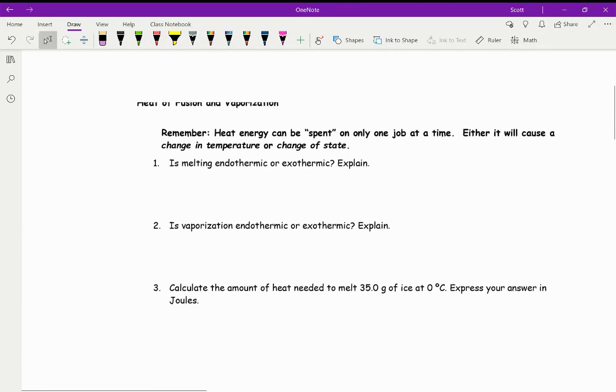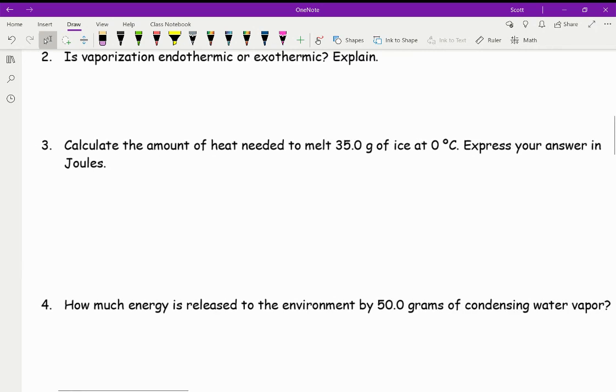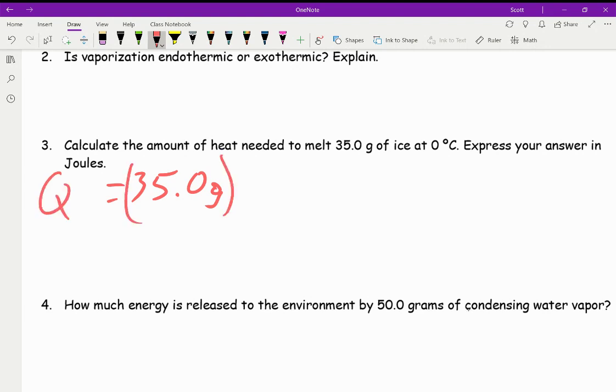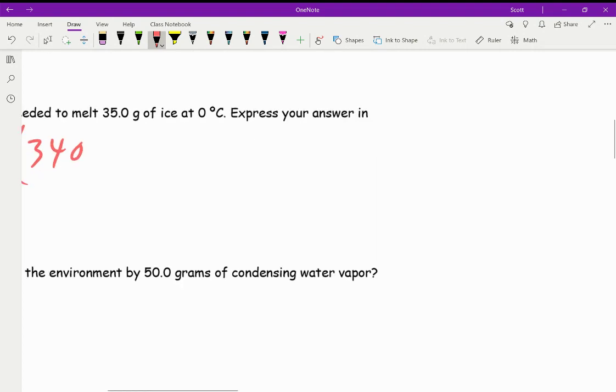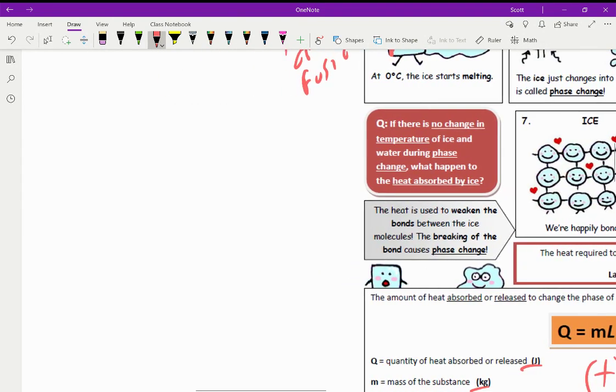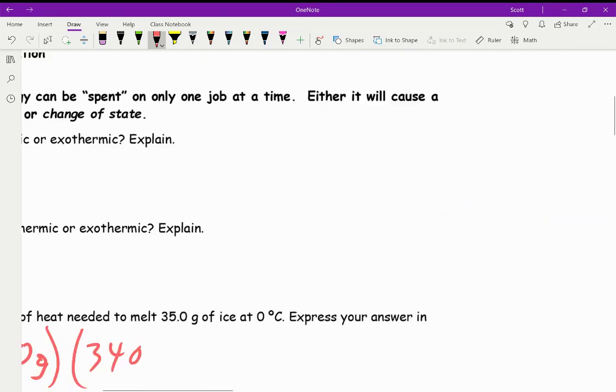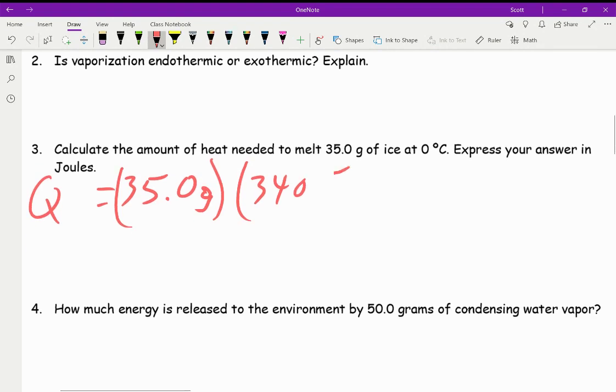If we look at number 3 here. In this case, then you have 35 grams of water at 0 degrees Celsius, right? And then if you're going to melt this, you're going to multiply by the heat of fusion, which was 340, the right number, right? 340 joules per gram. As the grams will cancel out, you'll be left with joules, which makes us happy. That's what we're looking for.